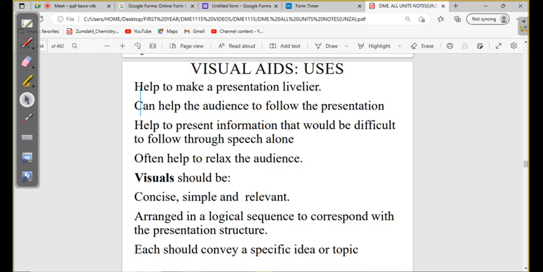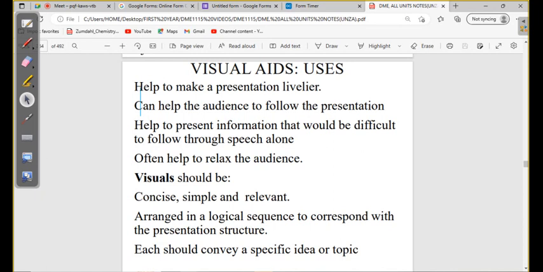Also, visual aids can help the audience to follow the presentation, just like I'm speaking and you're following right now because you're able to see. Visual aids also help to present information that would be difficult to follow through speech alone. There are things that are too complex. There are some words which we don't know. Imagine I'm just speaking and I'm using words which you don't know. That might be very difficult. And when I'm using a visual aid, that will be much simpler.